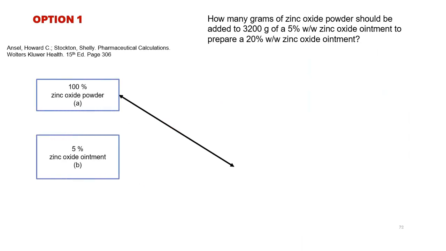Now, this question was given in the Pharmaceutical Practice textbook, page 306 of the 15th edition. How many grams of zinc oxide powder should be added to 3,200 grams of a 5% zinc oxide ointment? So again, the stock is fixed. It's 3,200 grams, a 5% zinc oxide ointment. That's what we have. And we need to add some zinc oxide to it, which is treated as 100%. It's a pure powder to make a 20% ointment.